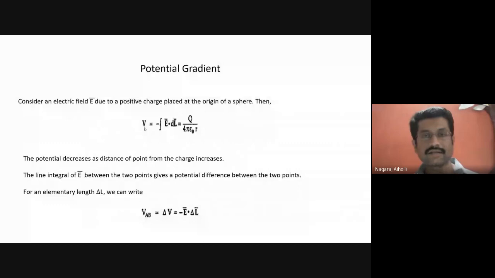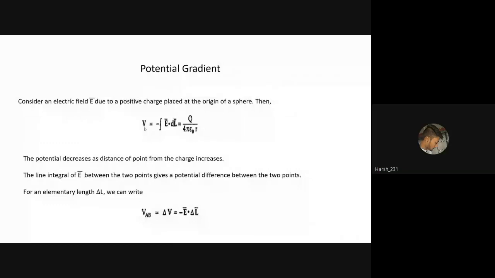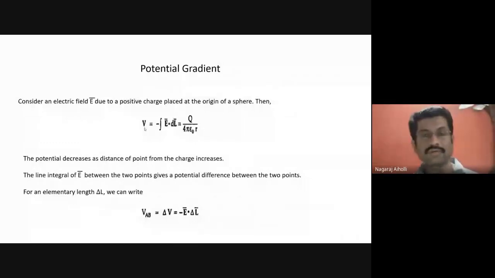Any reason here? Sir, Ohm's law? No, no, no. That is resistance. This is a distance. Don't get mixed up with those.